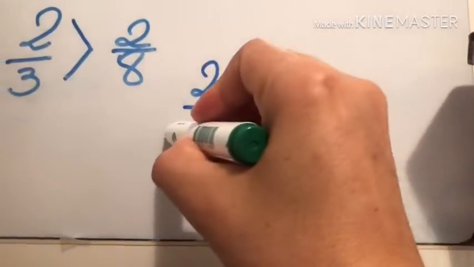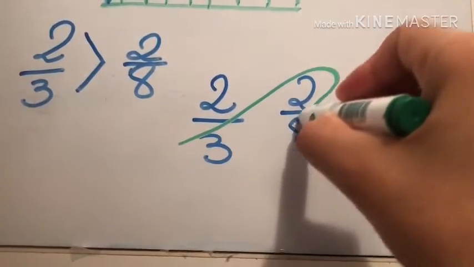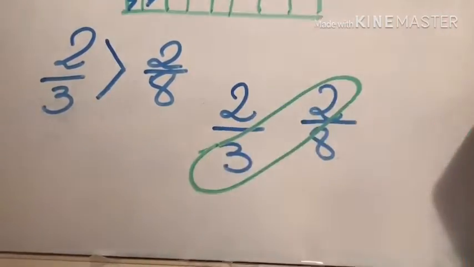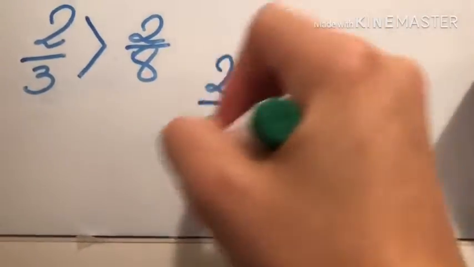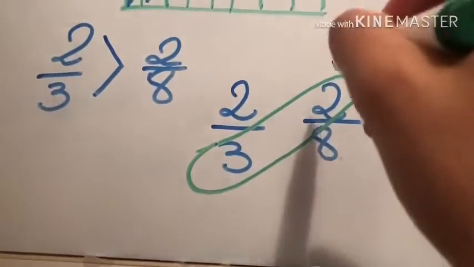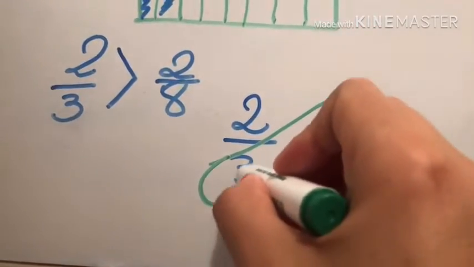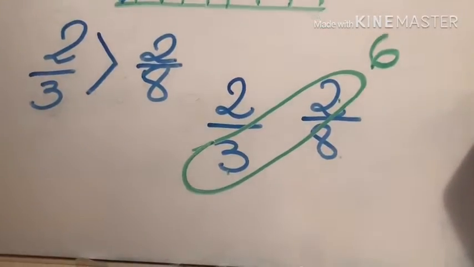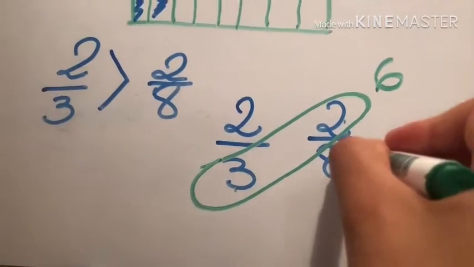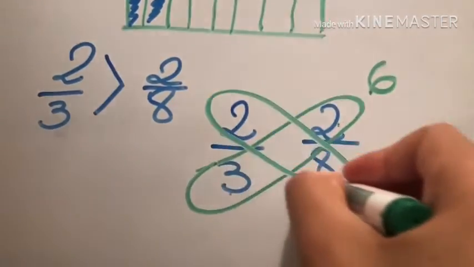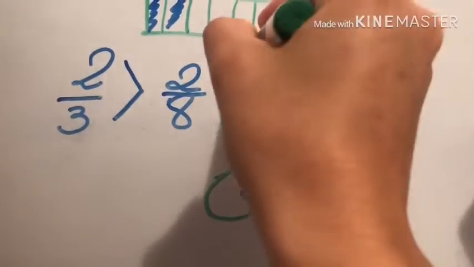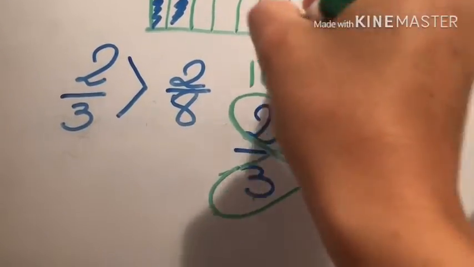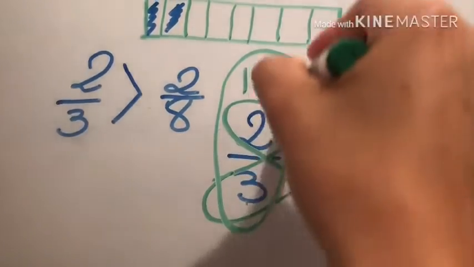What we do is we just multiply across. That's why we call it cross, because we cross the bottom one with the top one, and we times it. 3 times 2 equals 6, and we write it up there. And then we do 8 times 2 equals 16.